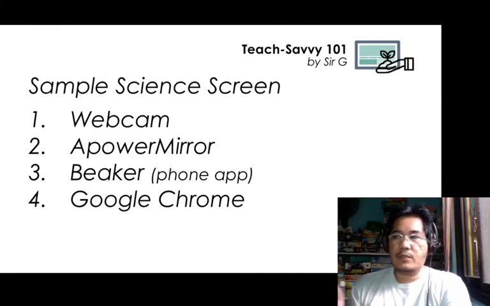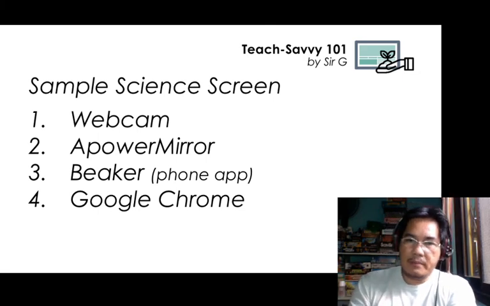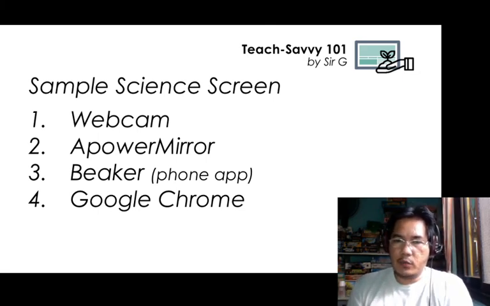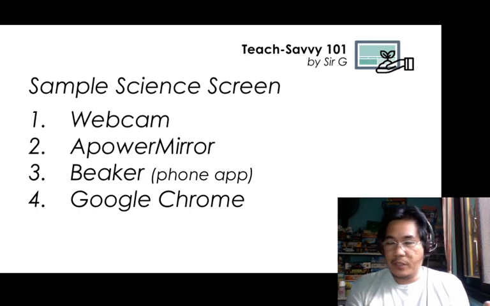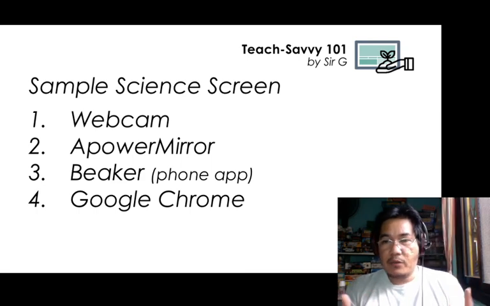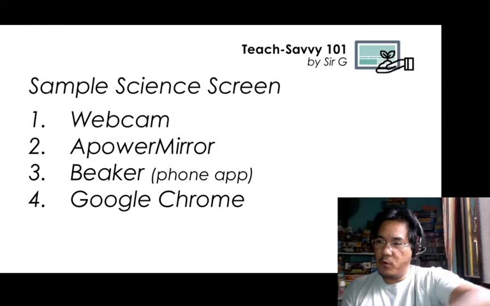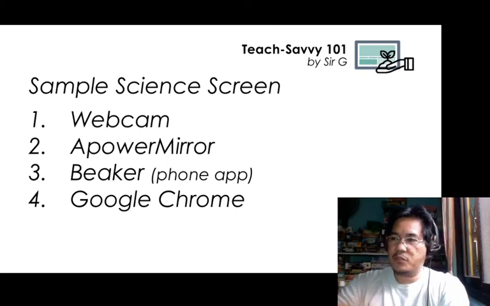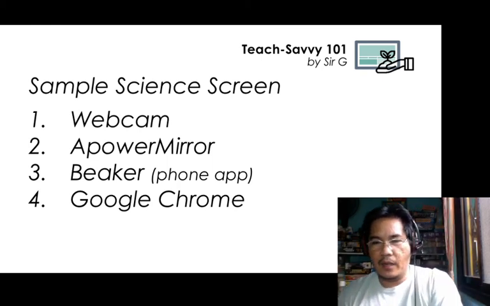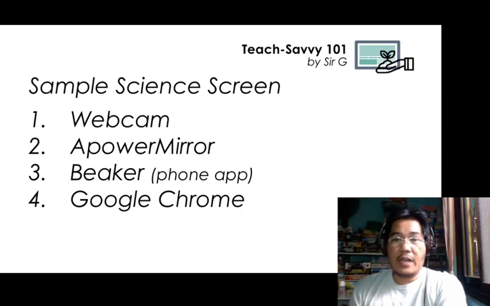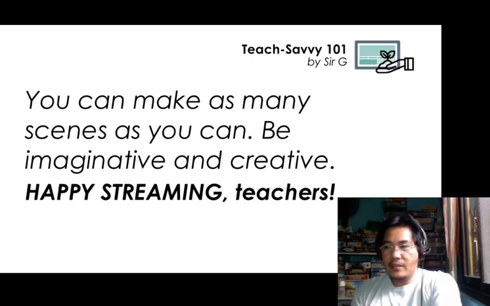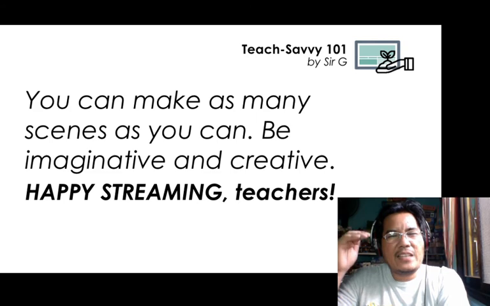Then the last one is for science. We have the webcam, and then the screen mirror, to mirror whatever is on your phone. And then the beaker phone app, and then Google Chrome, just to scroll through different examples of chemical reactions.